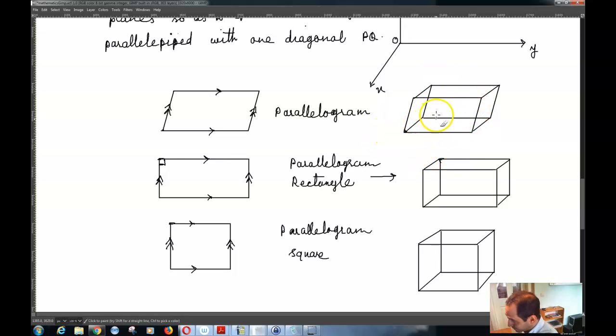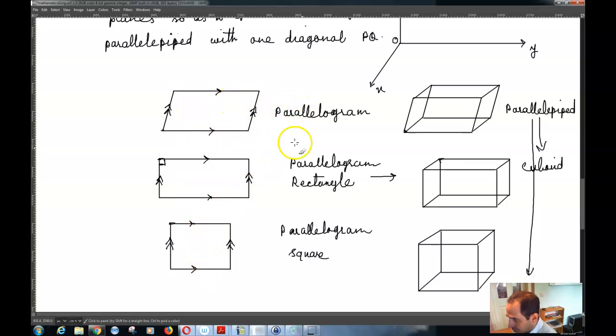Now, this is basically called a parallelepiped. This is called a rectangle. This is called a cuboid. But well, this is also a parallelepiped because all the 6 faces are rectangles. So these are all parallelepipeds, and these are of course all parallelograms.